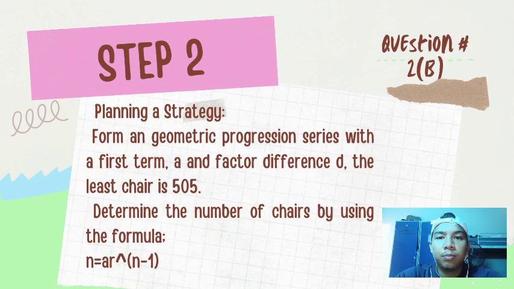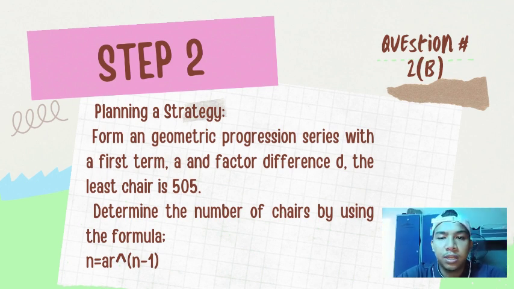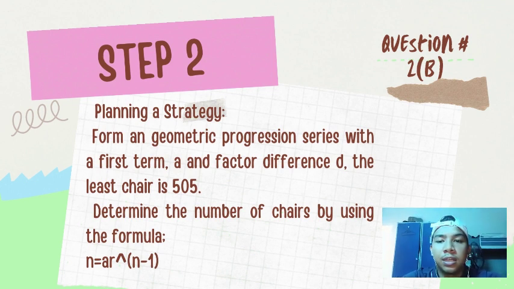Step 2 is planning a strategy. We need to form a geometric progression series with a first term A and common ratio R, and the least chairs is 505. To determine the number of chairs, we use the formula, which is Sn equal to A times R power n minus 1.